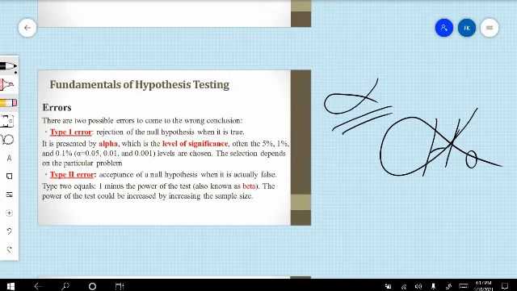If we look at it, it will be the same as alpha. We reject the null hypothesis. Okay, this is the first type of error. The second type is the opposite of the first type. Here we accept the null hypothesis when it is wrong. In the first type, we reject the null hypothesis when it is true. In beta, or in the second type of error, we accept the null hypothesis when it is false or wrong.